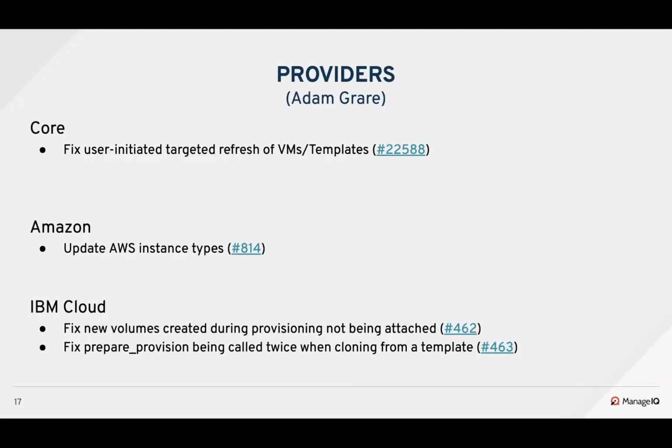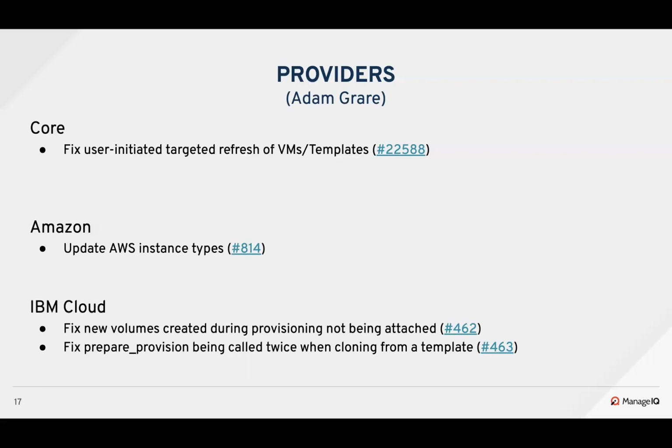Over to Adam. Thanks, Jeffrey. For core this sprint, Nasser fixed an issue where user-initiated targeted refreshes of VMs and templates were failing due to the association not being the proper VMs or MIQ templates, since these two particular models actually inherit from a parent model, which is VMs and templates. The association wasn't being built correctly, and that was causing user-initiated targeted refreshes to fail. And so we got that fixed up.